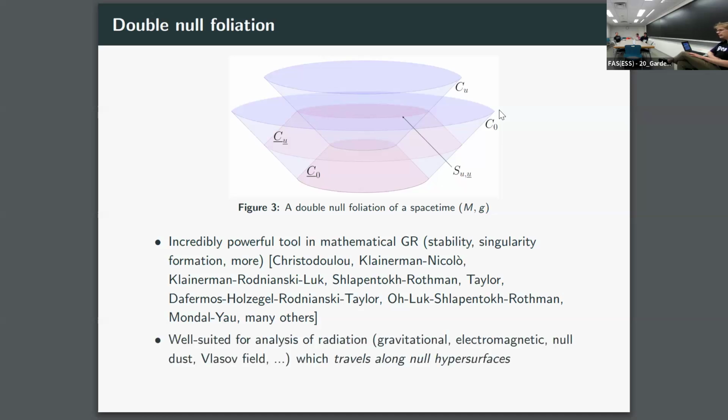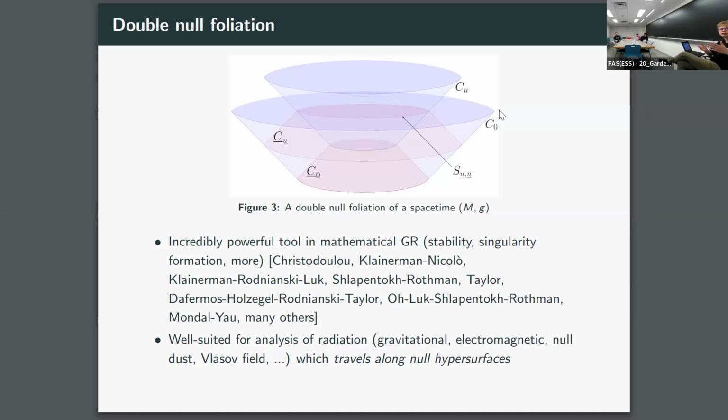And it's one of the reasons that it's so important is that it's well suited, like I said, because of how null hypersurfaces are adapted to massless radiation. It's just a very well suited foliation if you're trying to analyze any type of massless radiation. So gravitational, electromagnetic, null dust, or Vlasov field, because these are going to travel along the null hypersurfaces, right? If you imagine maybe some central source that's emitting radiation, then the radiation is going to travel along the outgoing blue hypersurfaces.